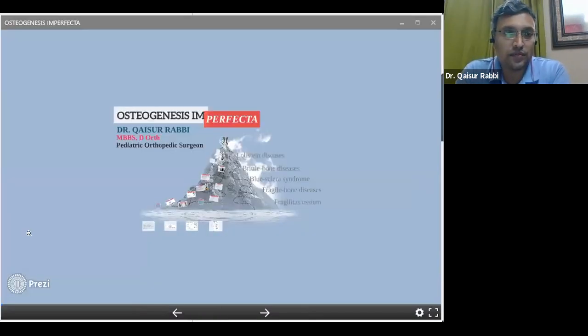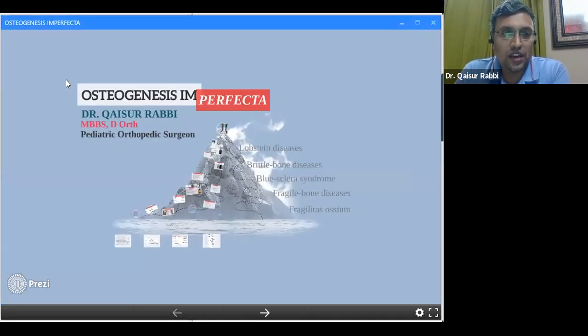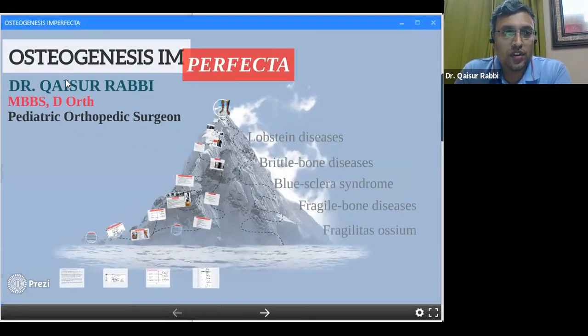So today's presentation is about osteogenesis imperfecta. I'm Dr. Quaisur Rabbi, currently working as a pediatric orthopedic surgeon in Health and Hope Hospital. So we all know osteogenesis imperfecta. It's also known as Lobstein disease, brittle bone disease. Sometimes it's called Brugger syndrome, fragile bone disease.